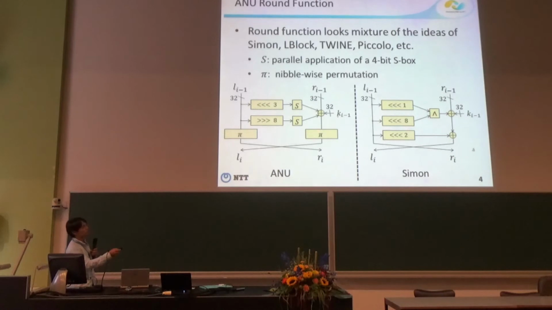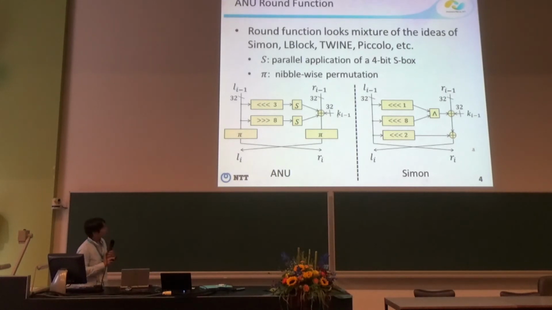And then the round key is also XORed. And pi is a nibble-wise permutation, so just the positions are changed. So this is the ANU round function. When I saw it, I immediately recalled this structure, which is from the Simon block cipher, designed by the NSA. But they use an AND operation there, whereas in ANU they use a separate S-box layer and XOR layer.